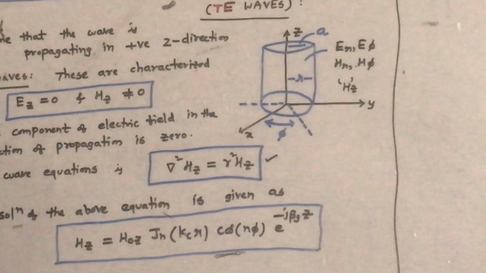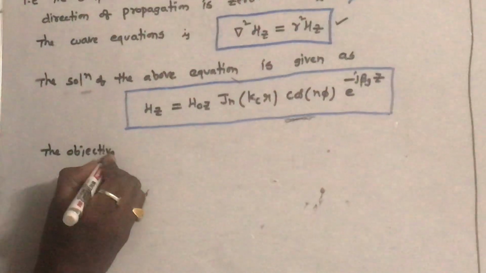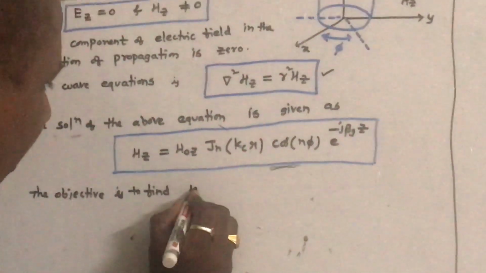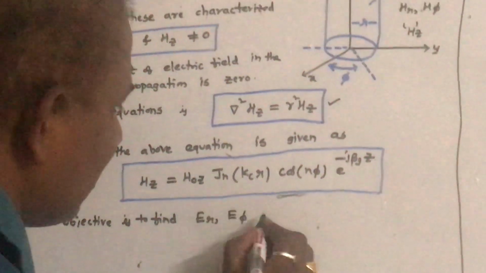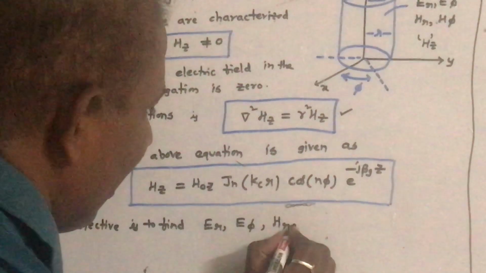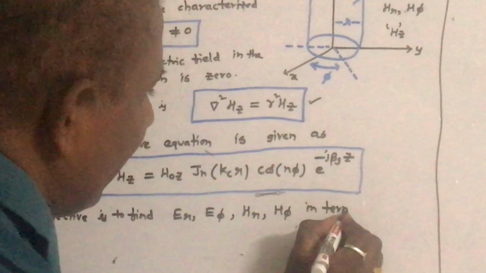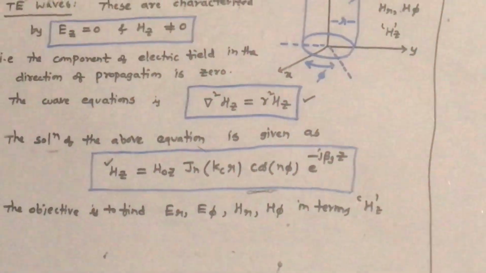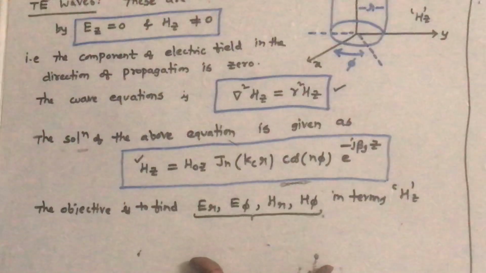So our objective is to find out ER, that is electric field in radial direction, electric field in phi direction, magnetic field in radial direction, magnetic field in phi direction in terms of this quantity Hz. So that is our objective. In order to find these fields, we have to solve Maxwell's equations.